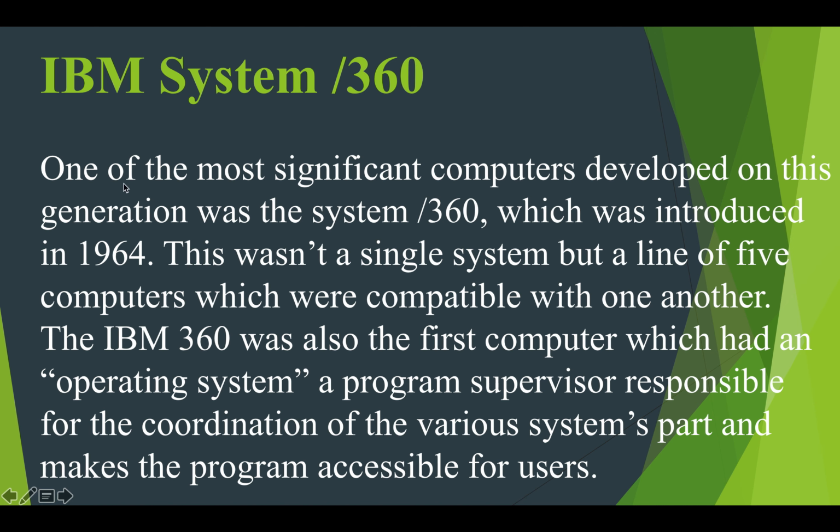IBM System 360. One of the most significant computers developed in this generation was the System 360, which was introduced in 1964. This was not a single system but a line of 5 computers which were compatible with one another. The IBM System 360 was also the first computer which had an operating system. Operating system is a program supervisor responsible for the coordination of the various system parts and makes the program accessible for the user.